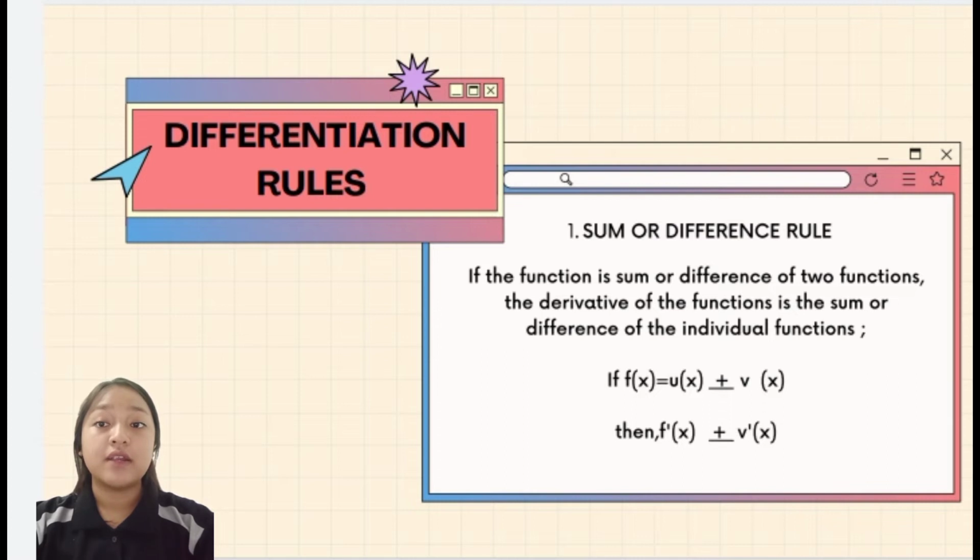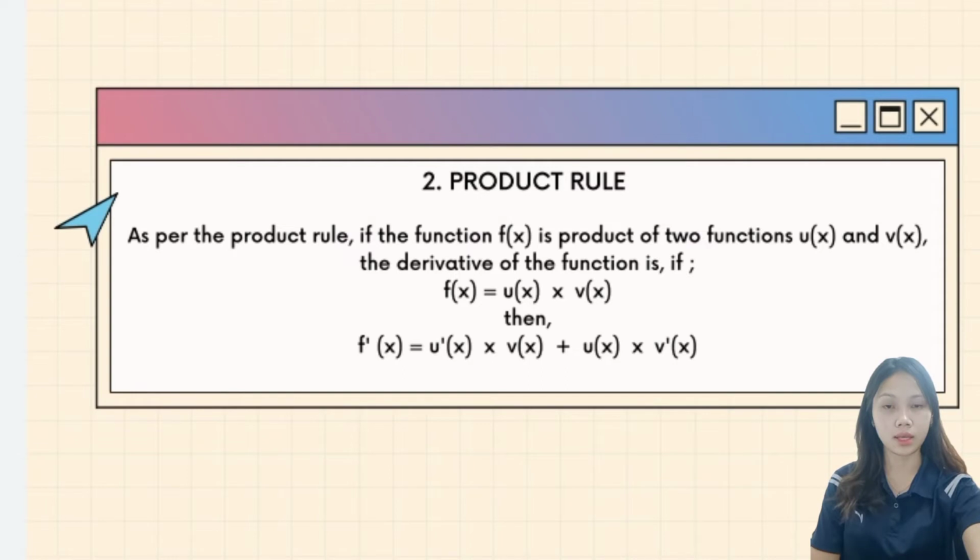Sum or difference rule. If the function is the sum or difference of two functions, the derivative of the function is the sum or difference of the individual functions. If f(x) = u(x) + v(x), then f'(x) = u'(x) + v'(x). Alright, thank you, Claudia. Next is the product rule.